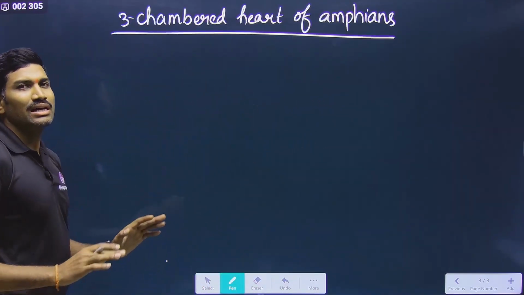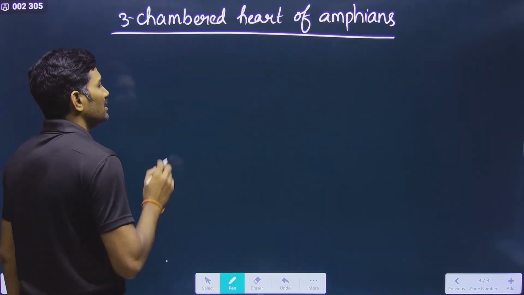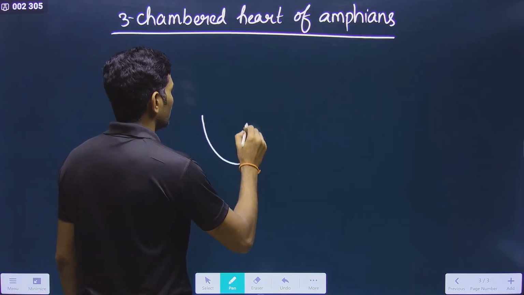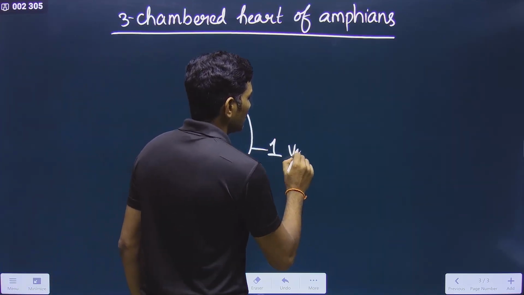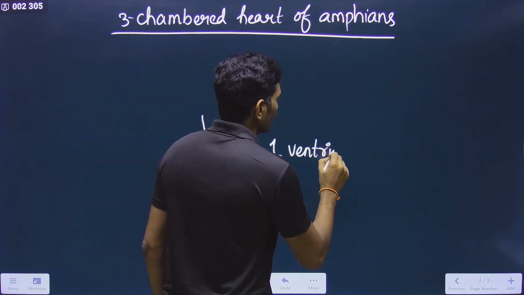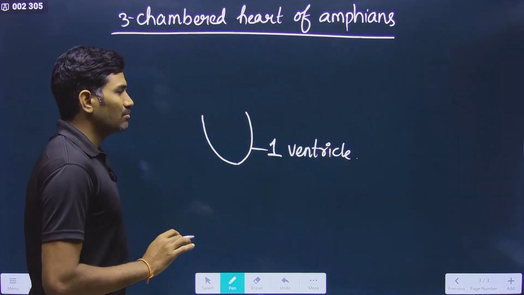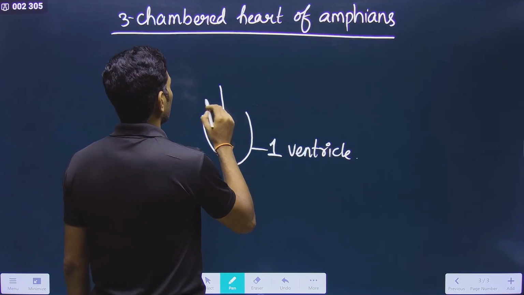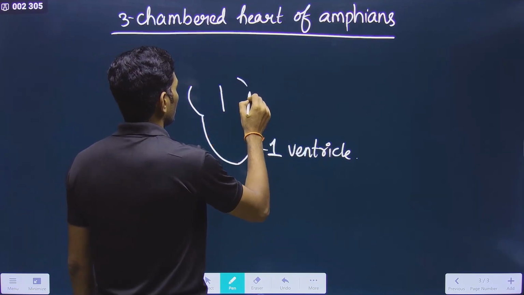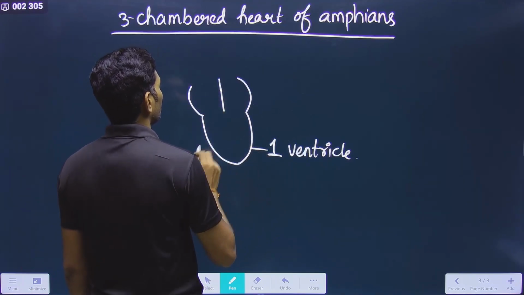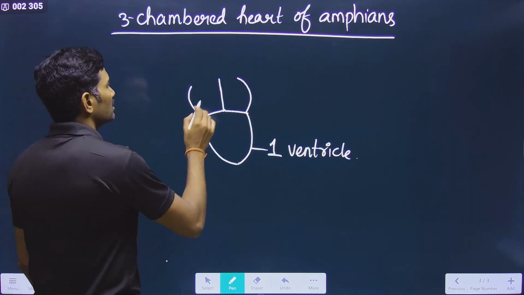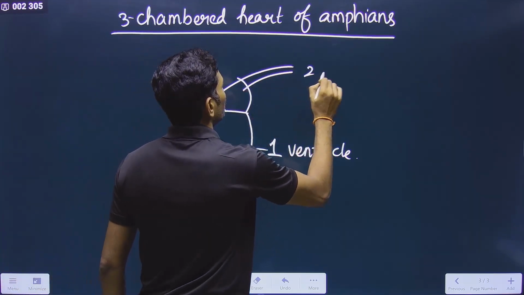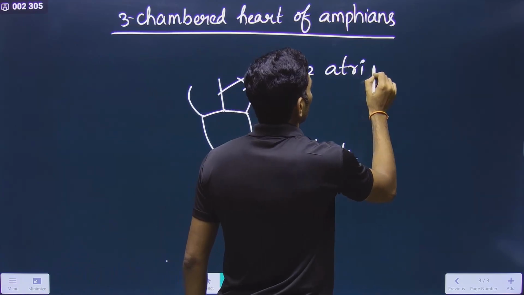Okay. So regarding the three-chambered heart of amphibians, here generally what we are saying, three-chambered heart means there is one ventricle, only one ventricle is present. But how many atria are present? Two atria are present. Please observe carefully here. Okay. This is what let us write. So now these are the atria. Two atria are present.